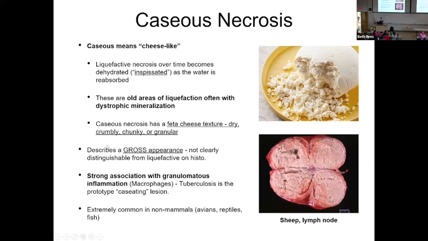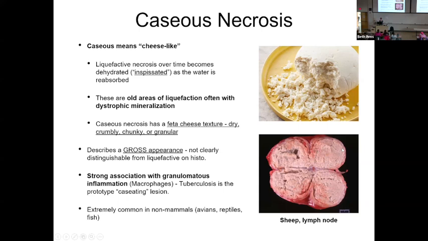Importantly, this describes a gross appearance. I can't tell caseous from liquefactive on histopathology. It just looks like vast pink wasteland. So caseous only applies if I give you a gross image, and you could say, oh yeah, that looks like caseum. Caseum is the noun, caseous is the adjective.